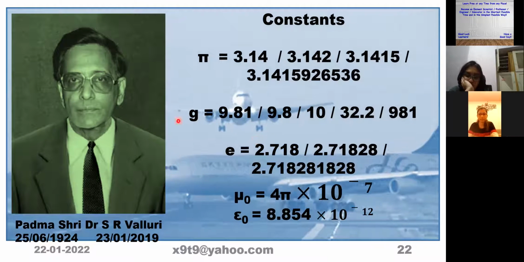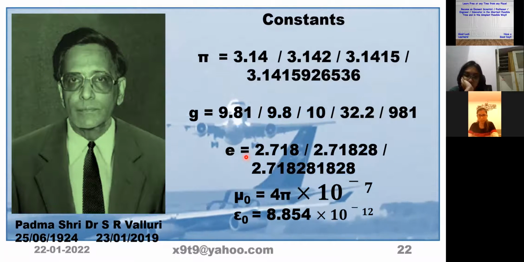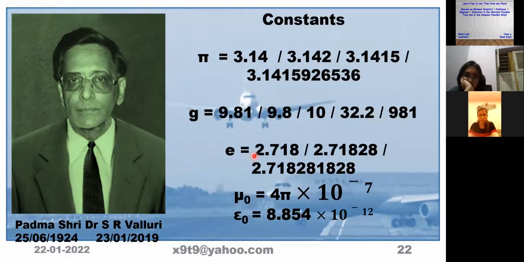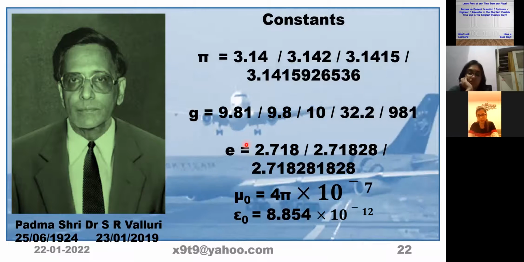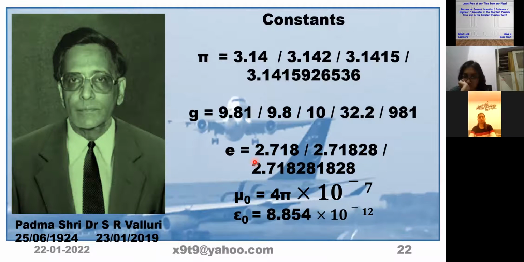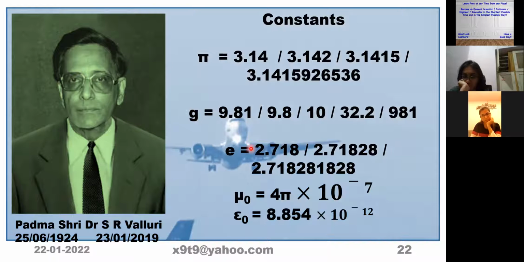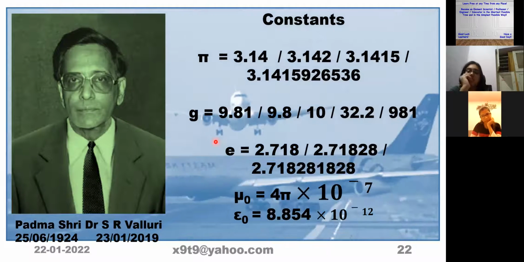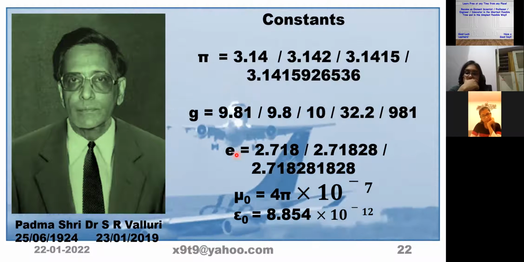So this is called the base of natural logarithm. In logarithm, there are two types. One is called common logarithm, which is there in the common logarithm table. And natural logarithm has another table, called the natural logarithm table, where the base is e. When the base is 10, it is called common logarithm.